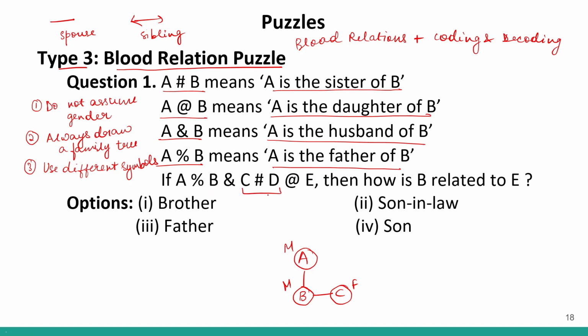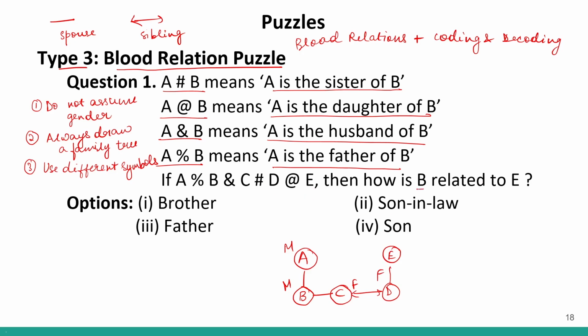C hashtag D means C is the sister of D. That means C has a sibling D. D's gender is not known. D at the rate E means D is the daughter of E. So D is female. E's gender is not known.